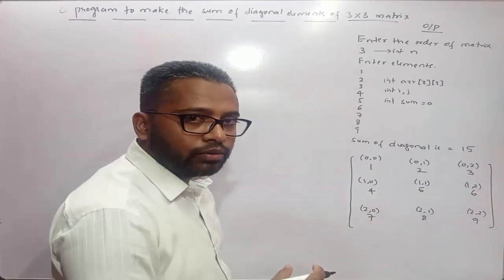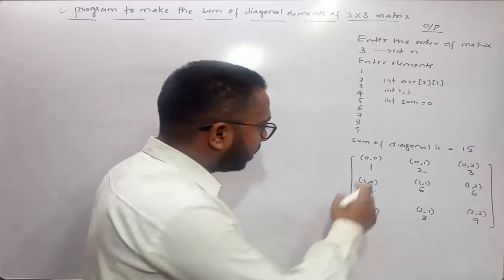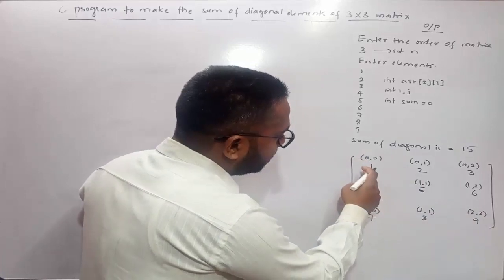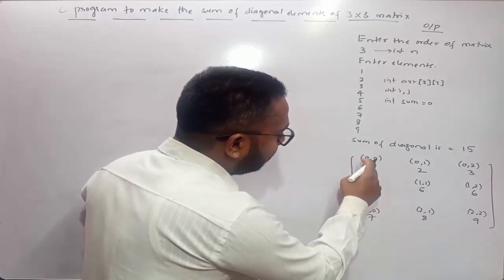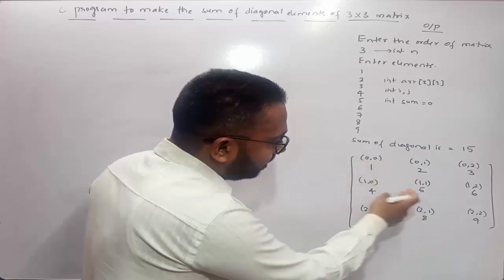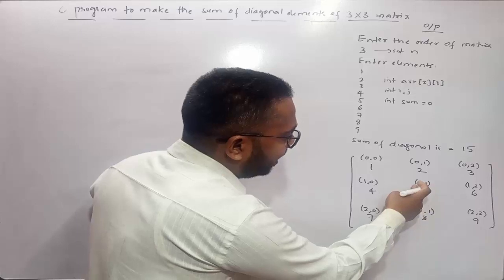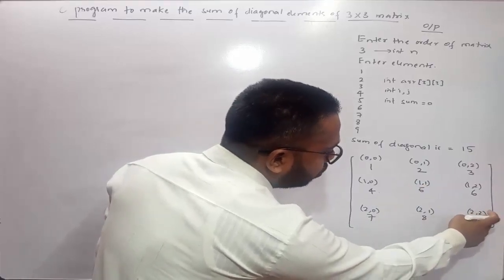Now we just need to observe closely to find out the pattern here. These 3 numbers we are trying to add. You can see the first element 1 has the index 0 comma 0, the second number in the diagonal has the index 1 comma 1, and the third element has the index 2 comma 2.